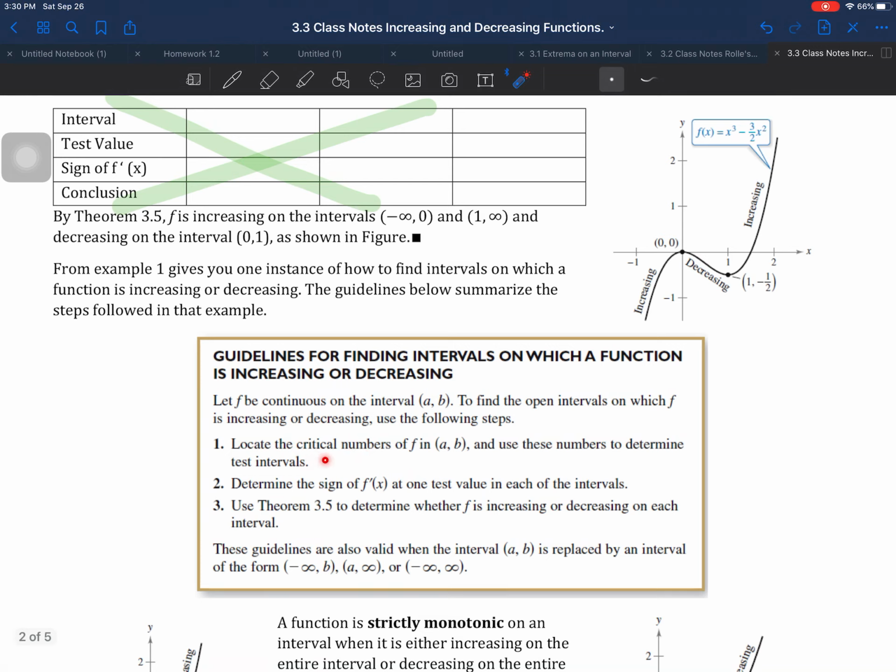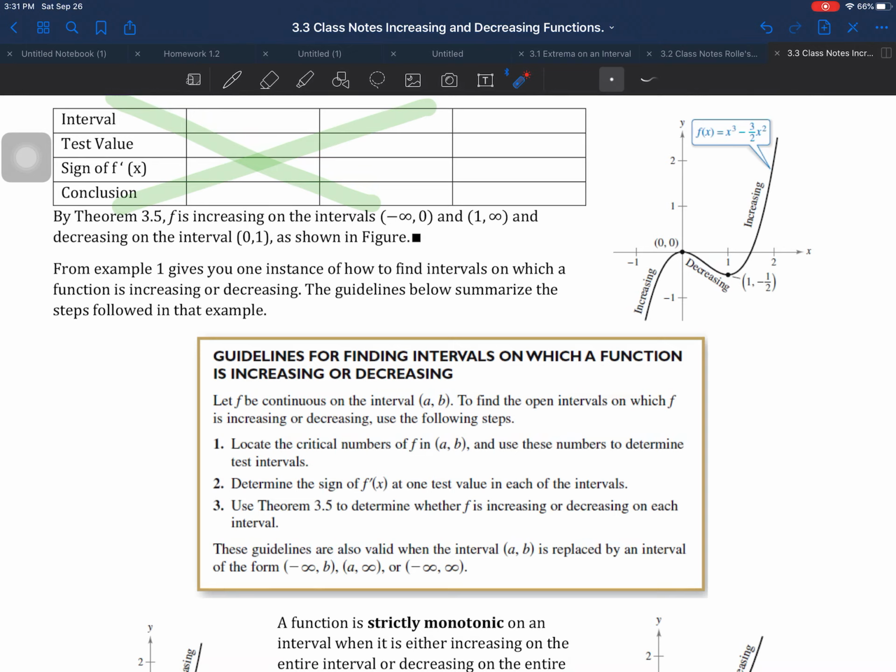Locate the critical numbers of f between a and b, and use these numbers to determine the test intervals. Determine the sign of the derivative at one test value in each of the intervals, and then use theorem 3.5 to determine whether f is increasing or decreasing on each of the intervals.